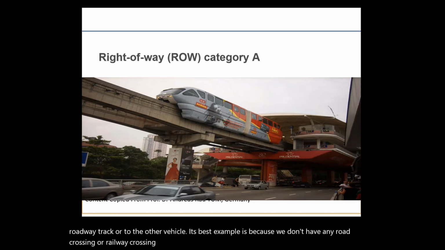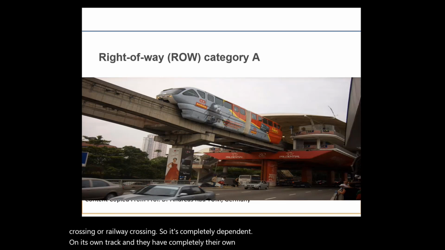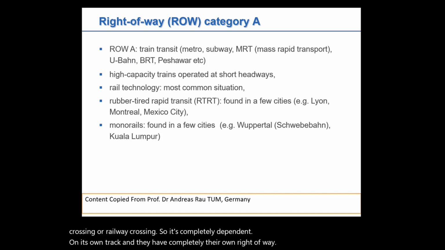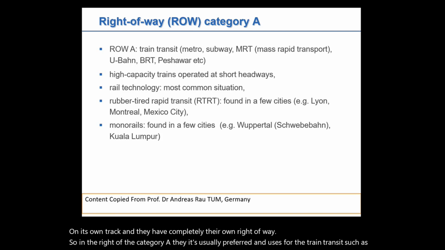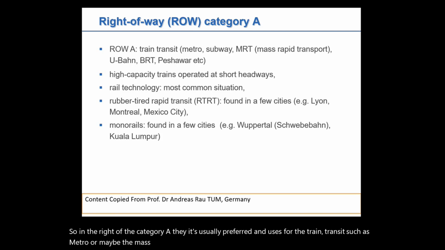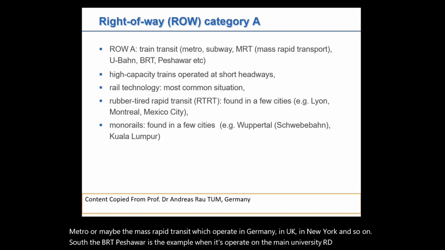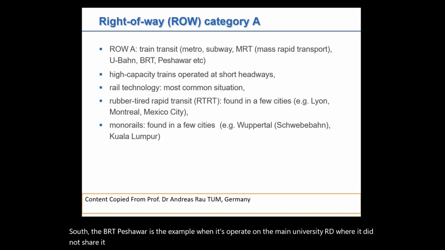Okay, so it's completely dependent on its own track and they have completely their own right of way. So in right of way category A, it's usually preferred and used for train transit such as metro or mass rapid transit, which operate in Germany, in the UK, in New York, and so on. So the BRT Peshawar is an example, when it operates on the main university road where it does not share its path with any traffic mode.